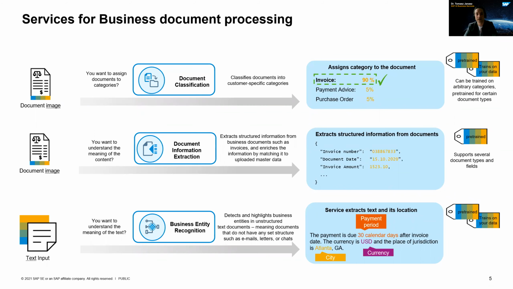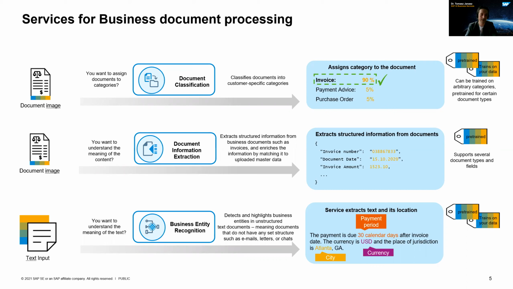Now, let's have a look at the portfolio of AI business services related to business document processing. The first one I want to present is document classification. It classifies documents into customer-specific categories. It takes a document image or a PDF file as input and assigns a corresponding class to it. The example in the blue box shows the classification result for an invoice with a confidence value of 90%.